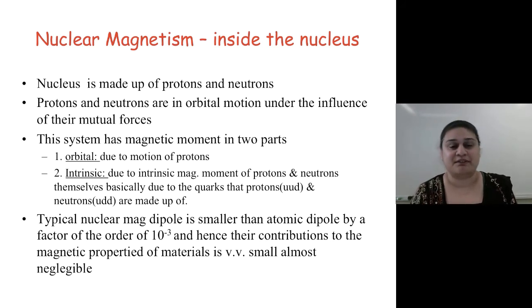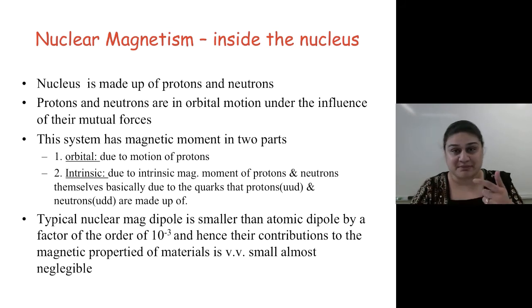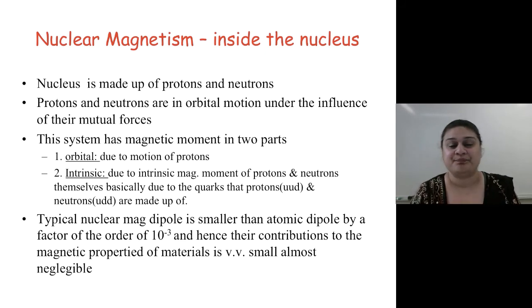In this case, we discovered that this system has two magnetic moments, a combination of two things. One is the orbital moment, just like that of an electron going around the nucleus; it is due to the motion of the protons. And number two, it is intrinsic. This intrinsic magnetic moment is due to the magnetic moments of the protons and neutrons themselves, basically due to the quarks they are made out of. For example, a proton is made out of UUD quarks, and a neutron is made out of UDD quarks. Those themselves are moving around in there, and they have magnetic moments inside them.